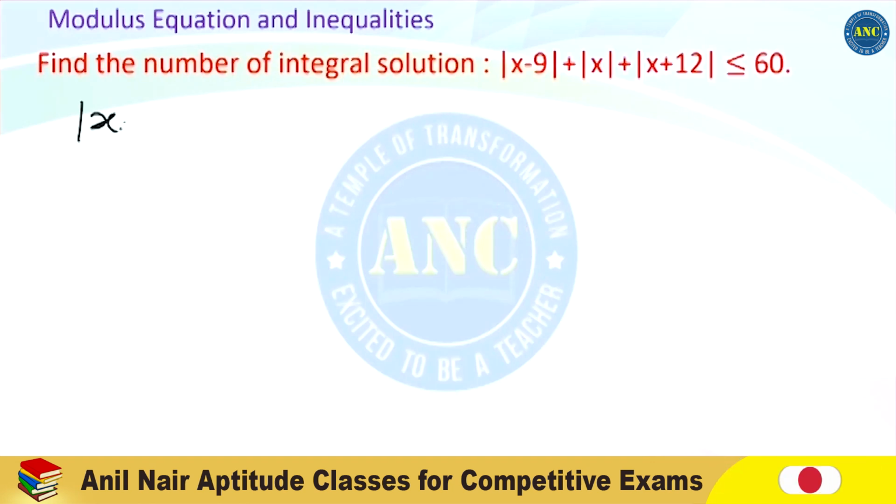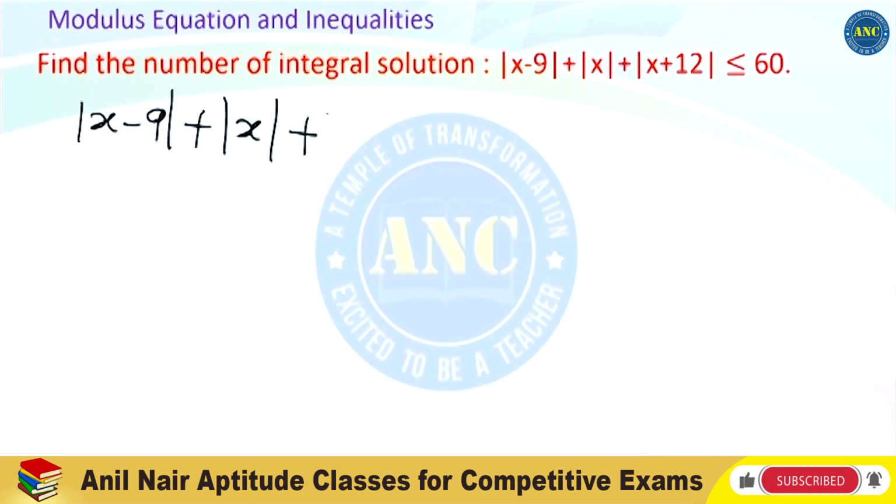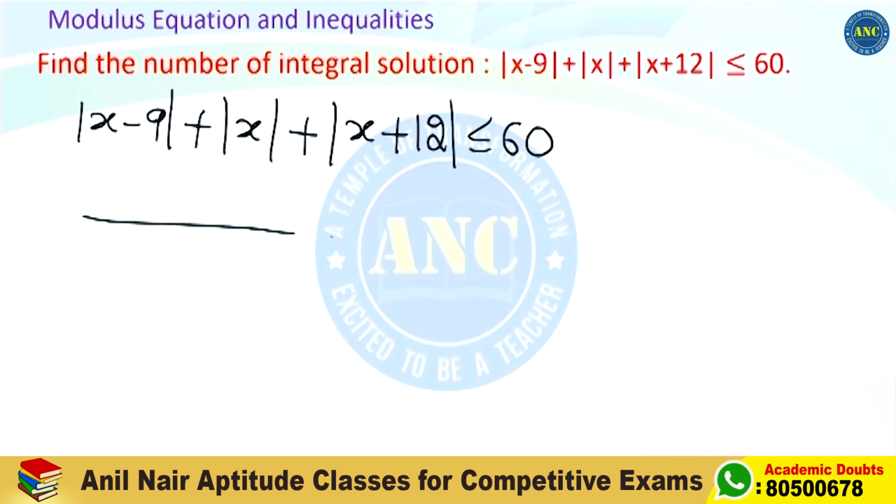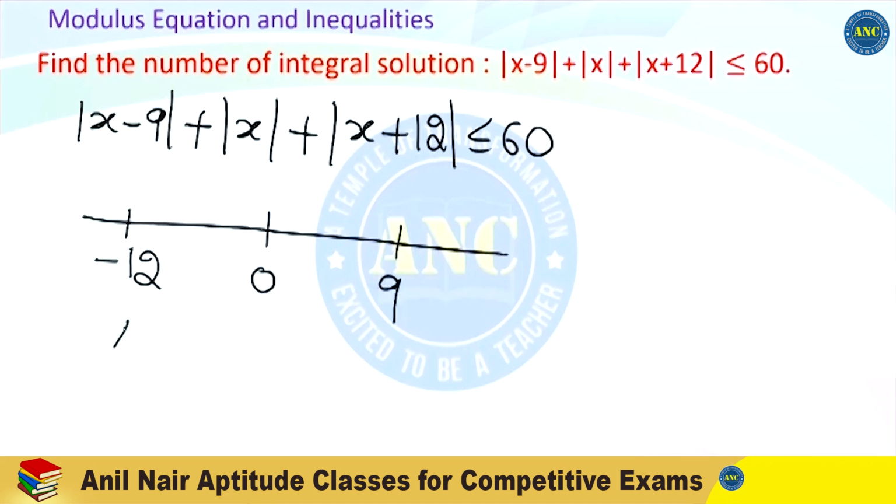Mod x minus 9 plus mod x plus mod x plus 12 less than or equivalent to 60. What are all the critical points of x? This is nothing but minus 12, this is 0, this is 9. Here it is A, here it is B, here it is C. So at A, what will be the value?